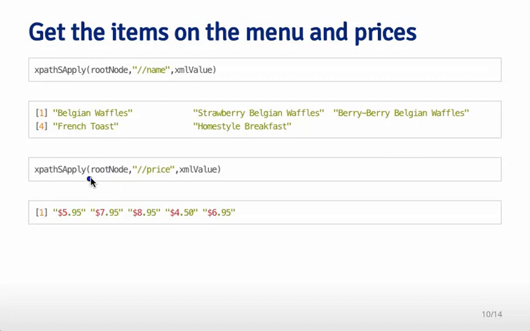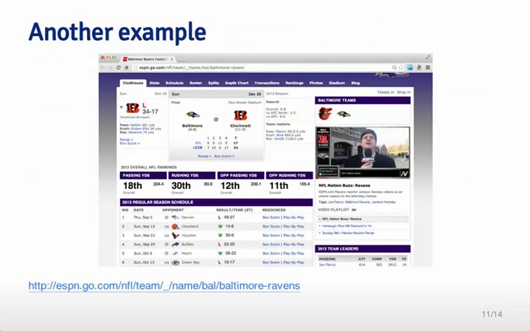You can also do the same thing. You send the exact same root node to XPath sapply, only now you can say I actually just want the nodes that correspond to price, and again I want their XML value, and so it'll plop out the XML values, which are the prices of the items. So now we've extracted from that XML file the names of the menu items as well as their prices.